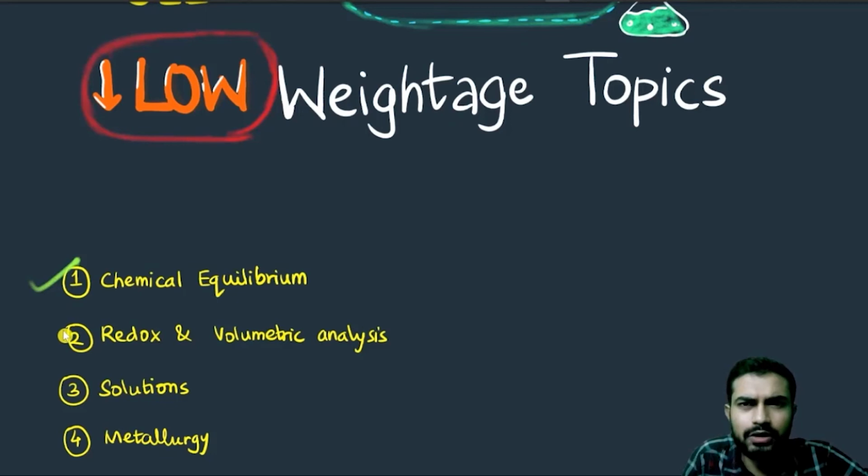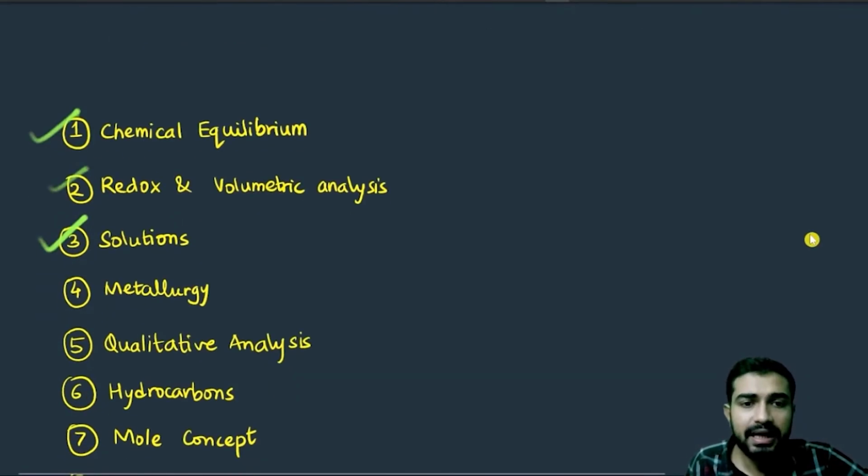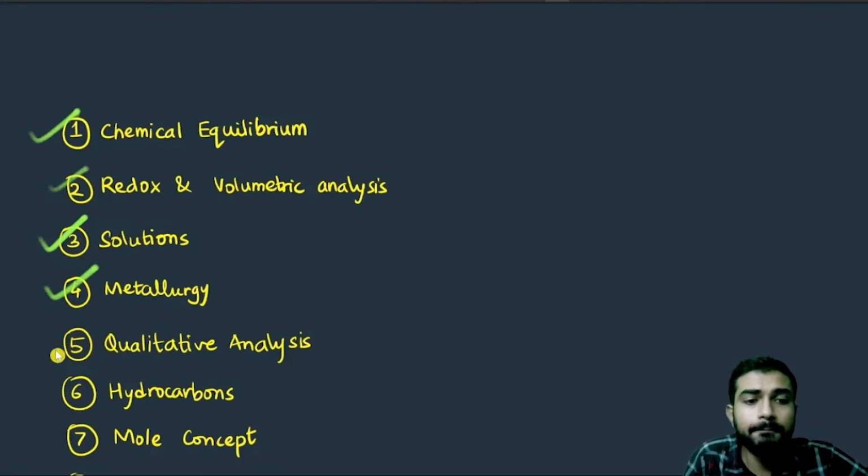Chemical equilibrium does not carry very much weightage, although 1 or 2 questions can be there. Redox and volumetric analysis, again, you can skip this one. Solutions, 1 or 2 questions can be there, but it is not very frequent. Again, coming to metallurgy, not very important for JEE Main. Qualitative analysis, sometimes there can be questions, but again, it does not carry very high weightage. So we can consider it under low weightage.